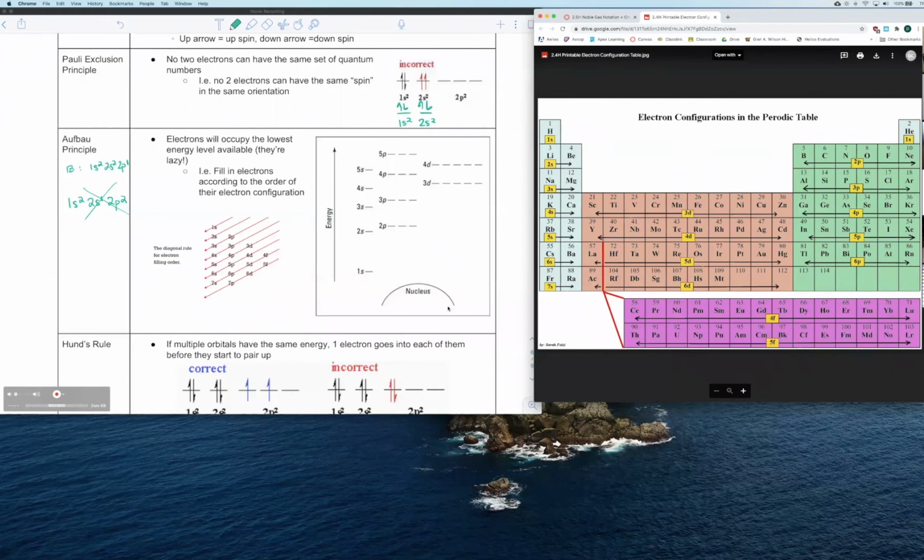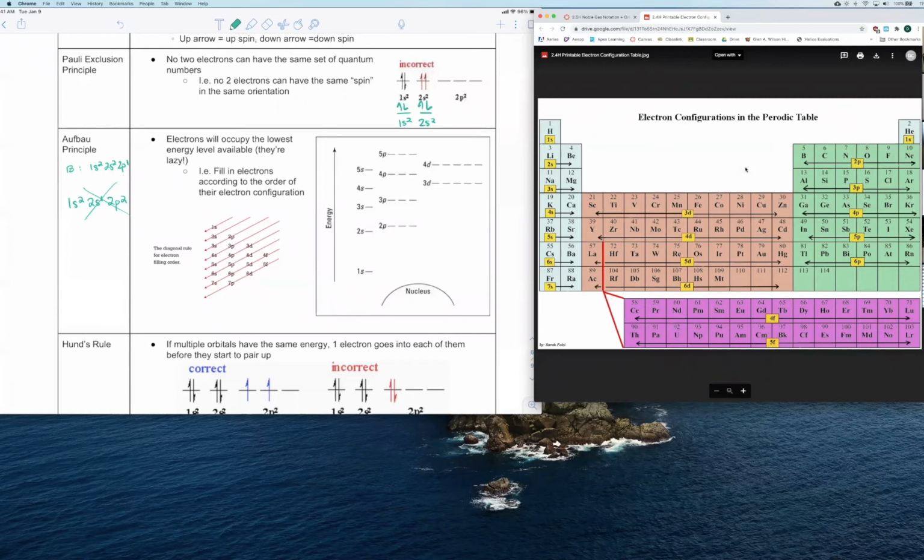So you have your nucleus here, and then your 1s orbital. You fill the 1s first, and then 2s, and then 2p, 3s, 3p, 4s, 3d, 4p, etc. So just basically follow the electron configuration table.